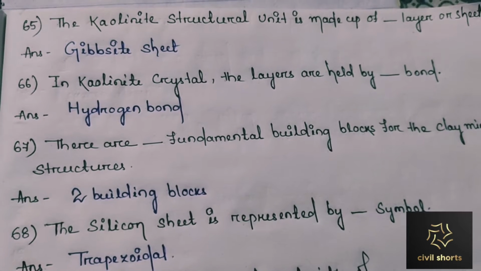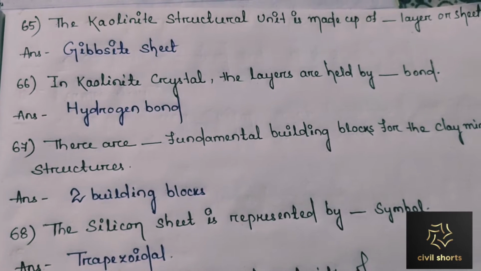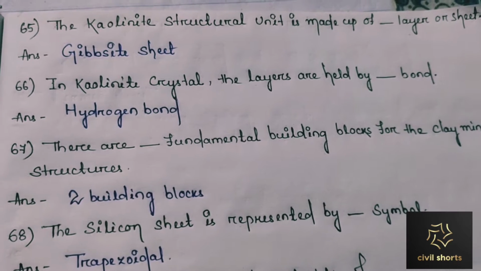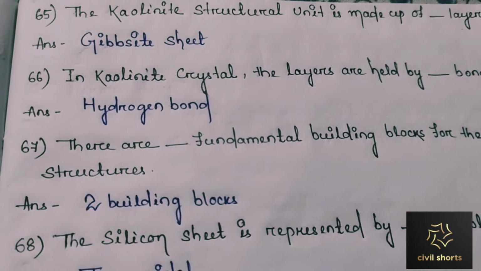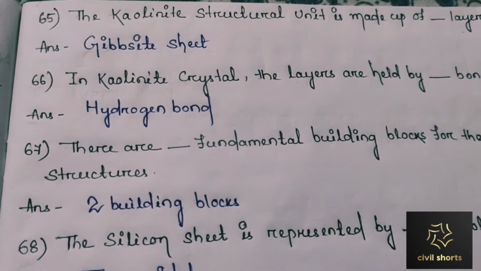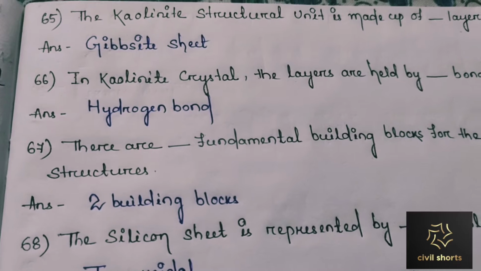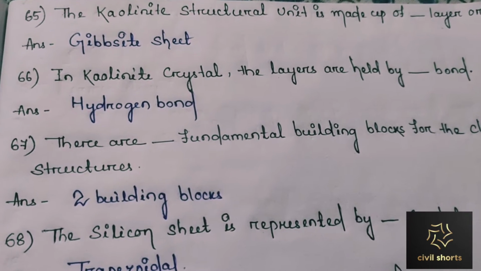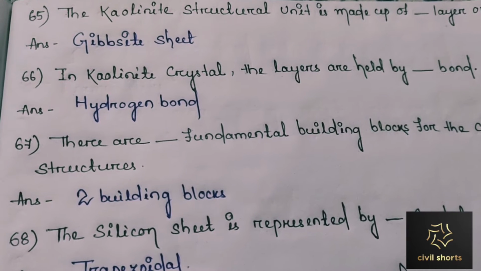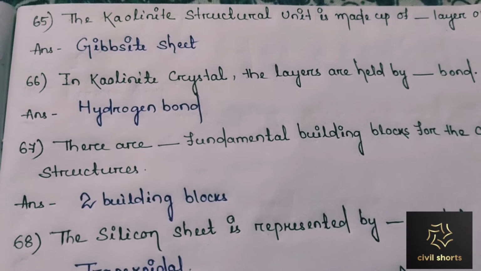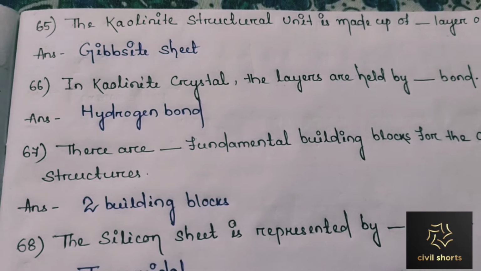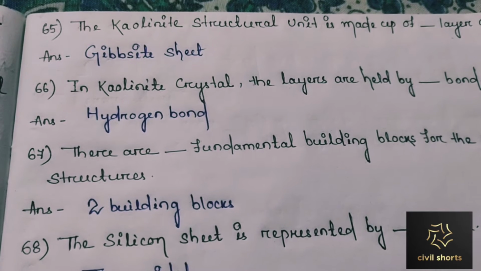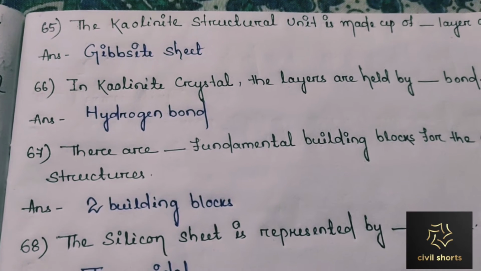Question number 65. The kaolinite structural unit is made up of dash layer or sheet. Answer is gibbsite sheet. Aluminum atoms are at the centers. Then question number 66. In kaolinite crystal, the layers are held by dash bond. The answer is hydrogen bond. Because kaolinite is stable and water is unable to penetrate between the layers, so they are held by a fairly strong hydrogen bond.